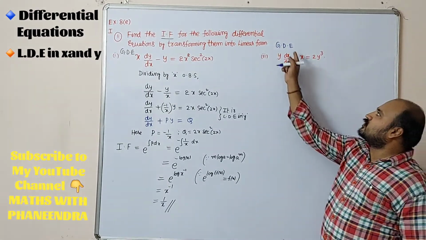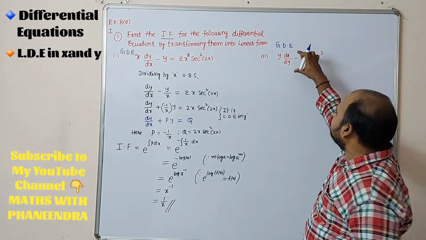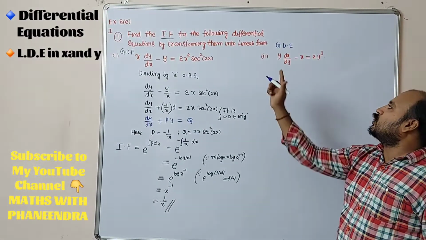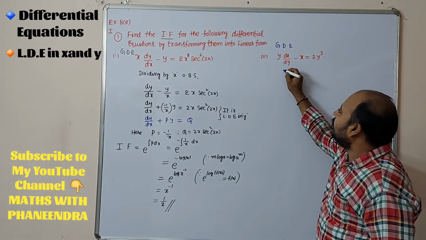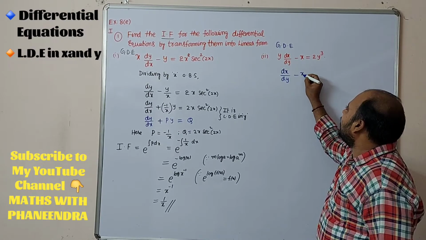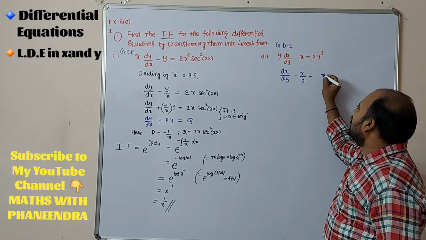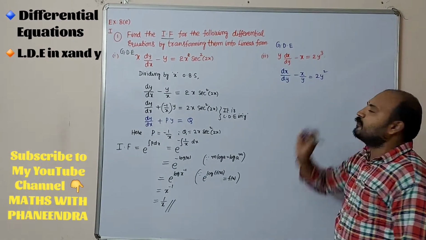In this equation also, the coefficient of dx by dy is y. I want to keep the dx by dy coefficient as 1. So throughout dividing by y, directly I am writing dx by dy minus x by y is equal to 2y cube by y. So it will become 2y square.